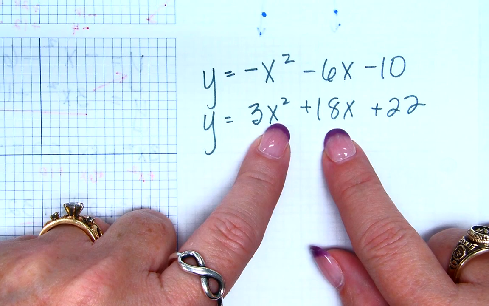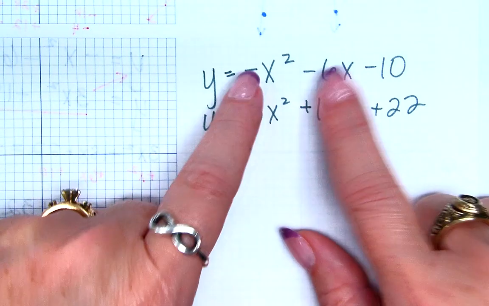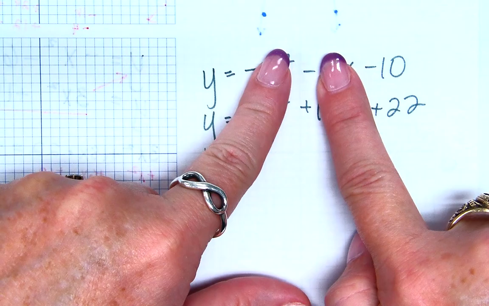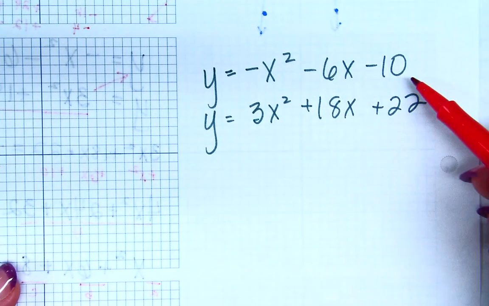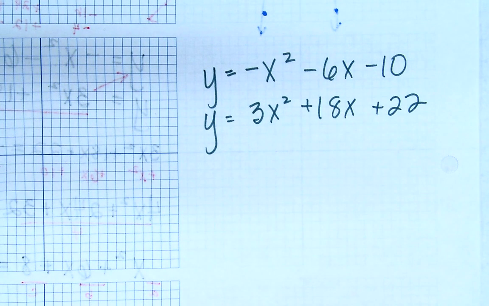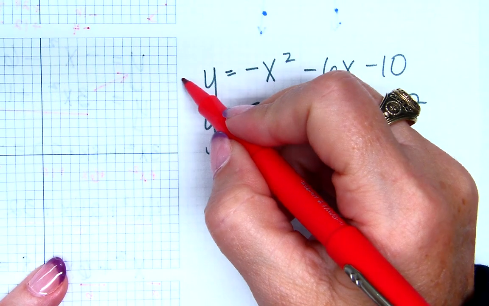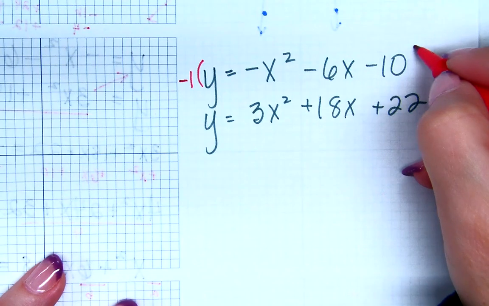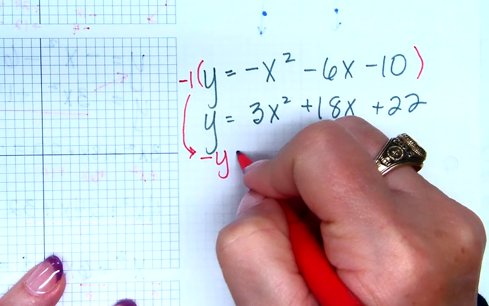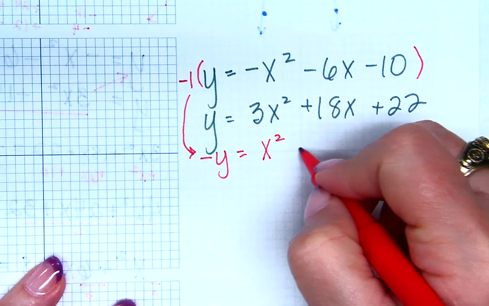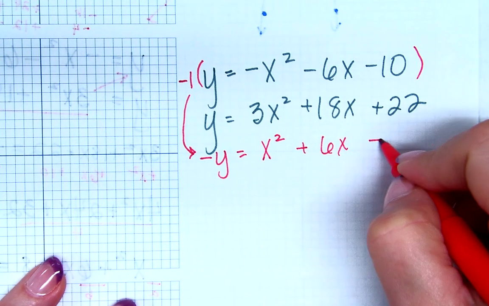Because what can I multiply? In this case, if I multiply everything in the top by 3, wouldn't both of these eliminate? Most of the time it won't, though. I'll tell you that right now. So most of the time you're going to want to eliminate the y's. What do I need to multiply the first equation by to eliminate the y's? How about a -1? I'm going to write it right underneath. Negative y equals x squared plus 6x plus 10.